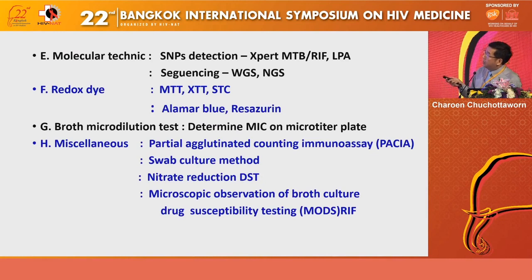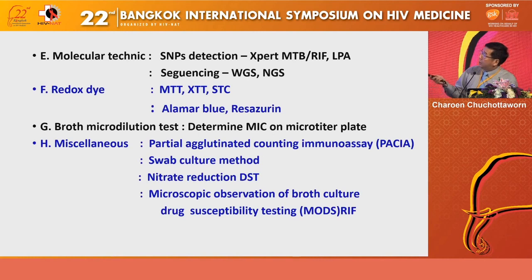And now we come to the era of molecular techniques. With molecular techniques, we can determine the mutation in the genes related to the action of the drugs very, very fast, just in hours or days, not weeks. To determine the single nucleotide polymorphism, we have a lot of techniques, like Xpert, which is used now, and the line probe assay, which is very popular in determining drug resistance. The most advanced technique is gene sequencing, whole genome sequencing or next generation sequencing.